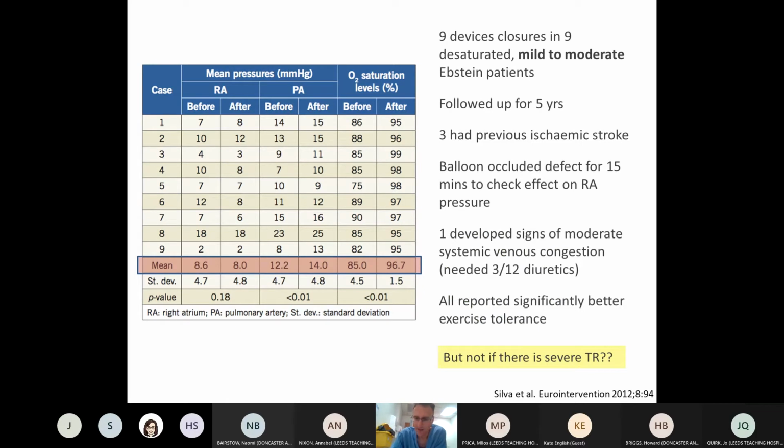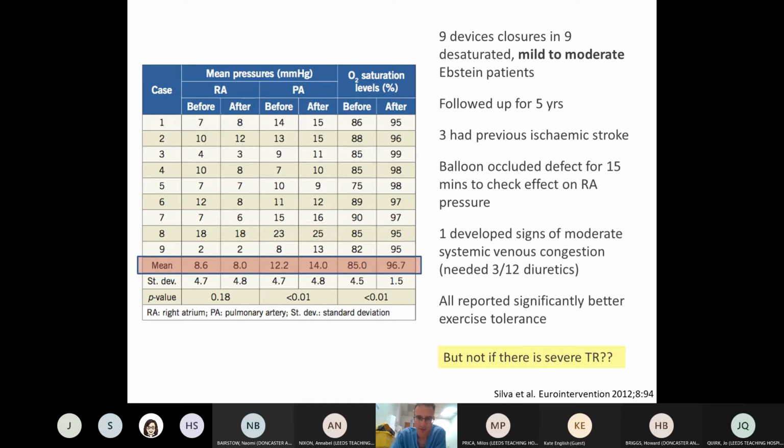I haven't looked for a year or two now, but this was the last paper I could see of a group who'd done 9 device closures in 9 desaturated Ebstein patients that they described as mild to moderate in severity, and then followed them for 5 years. 3 of those patients had had an ischemic stroke in the past, which is not at all uncommon because of that risk of paradoxical embolus.